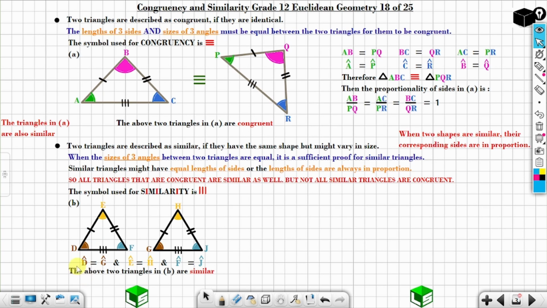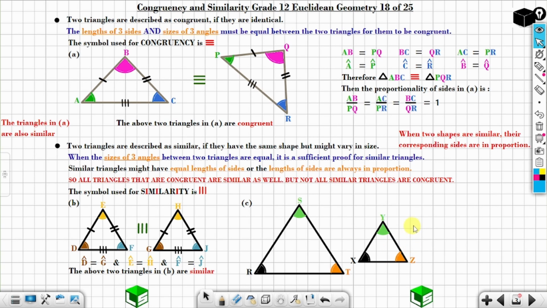So you can say the above 2 triangles in B are similar by checking the sizes of the angles. The 2 triangles are similar. Now, example C. You have this triangle and this triangle. The 3 angles in this triangle are equal to the 3 angles in another triangle.